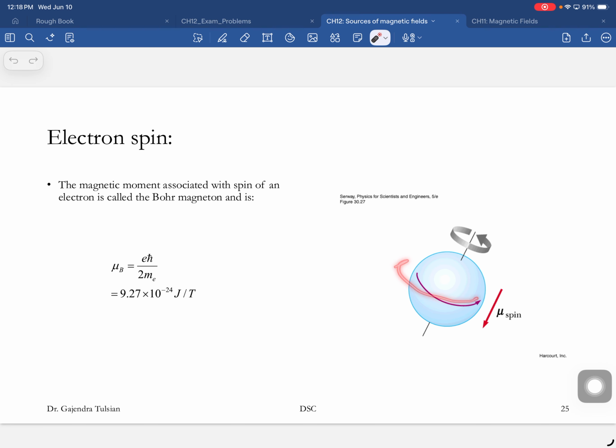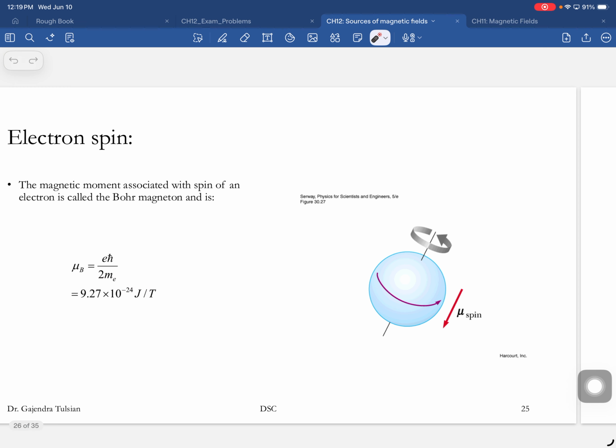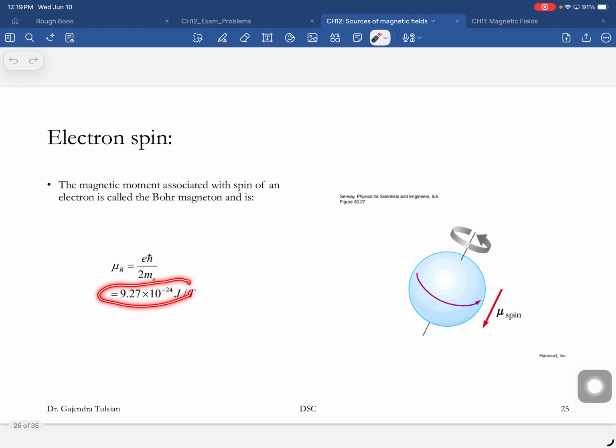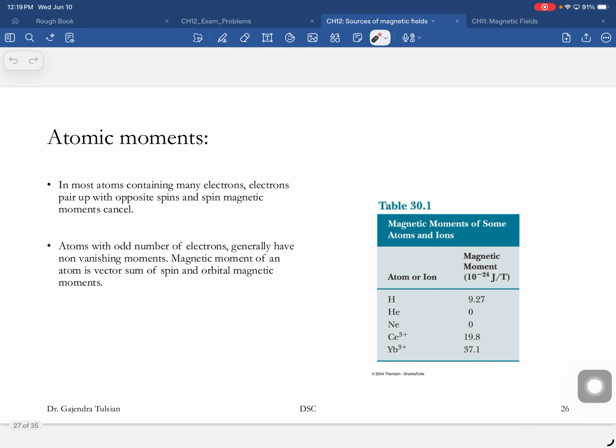But electrons have spin, they're spinning, and so they behave like a magnet. The strength of the magnetic moment of a spinning electron is eħ divided by 2me. This is called the Bohr magneton, and that's the strength of that magnet. Remember this number. Well, you don't have to remember, I'll show it here in a second.